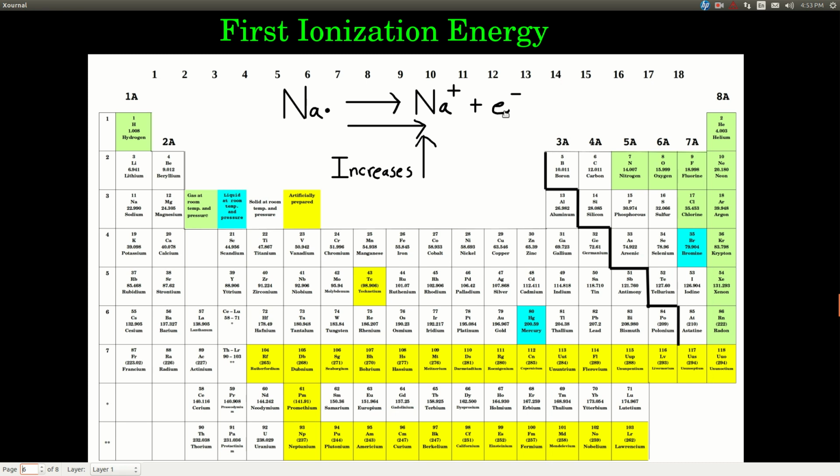And so we remove the electron. The energy required to do this is called the first ionization energy. Now, really all you need to know about this at this point is that it increases as you go up and to the right in the periodic table. It gets harder to remove an electron as you go up and to the right. So it would be hardest to remove an electron from helium and easiest from francium.